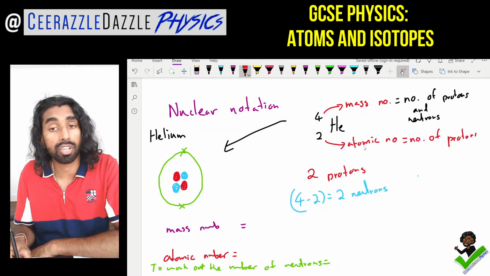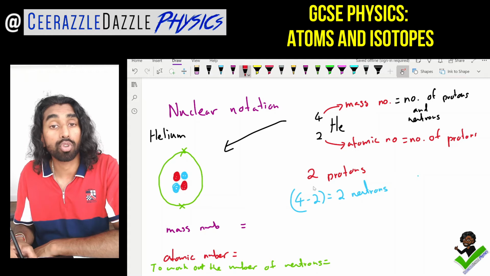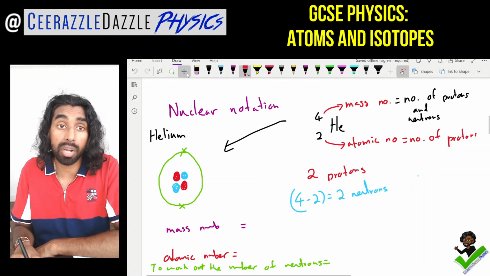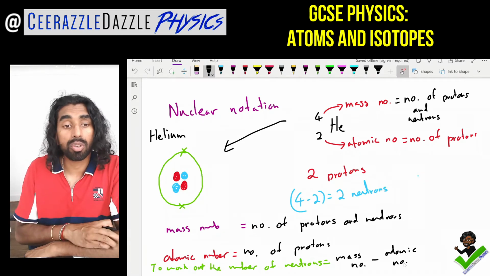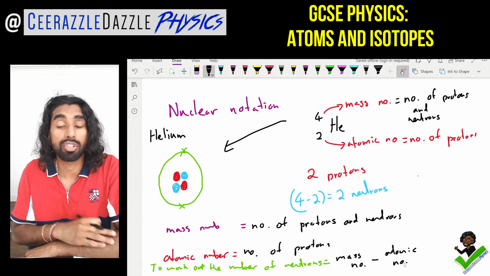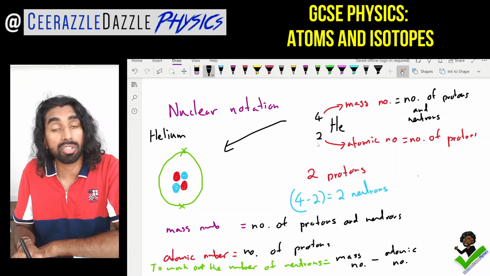The reason why: I just look at the atomic number, and I take the mass number and I subtract the atomic number, and that will give me the number of neutrons. So let's summarize it below. There we go. Now, as you can see, I've put it all down at the bottom. To work out the number of neutrons, I simply take the mass number and subtract the atomic number, and that will tell me the number of neutrons. Because look, guys, I did the 4 minus 2, therefore I've got 2 neutrons over here.